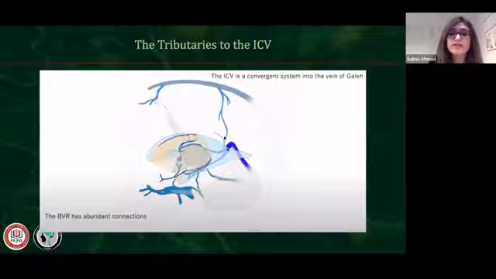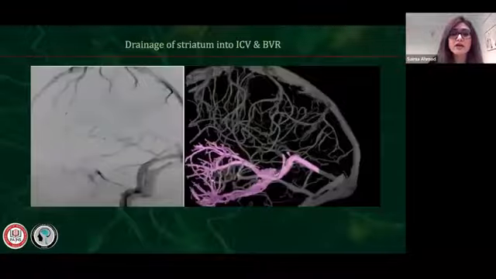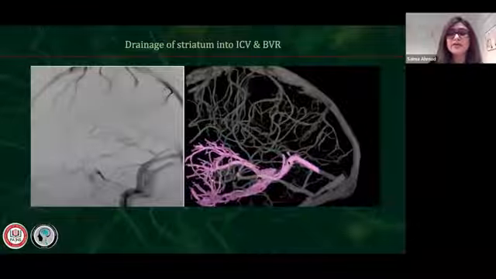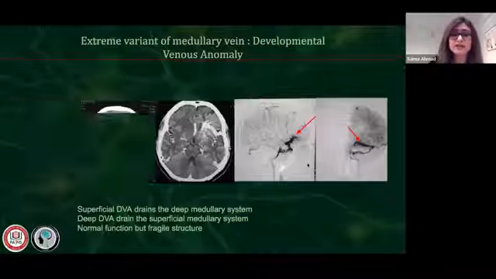So the point is this: when we have an occlusion here in the straight sinus, the brain can still drain through the basal vein of Rosenthal. But when we have occlusion or thrombosis at the internal cerebral vein, there are no other ways for the brain to drain. So we end up with a big infarction. They have some connections, but they are very few. So ICV is a convergent system into the vein of Galen. Again, the drainage of the striatum into the ICV and the BVR. And this is basal vein of Rosenthal, and this is internal cerebral vein, making the vein of Galen and going into the straight sinus.